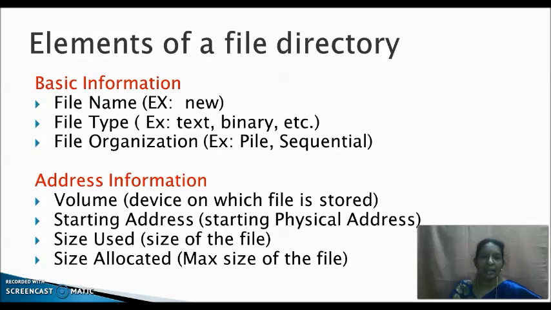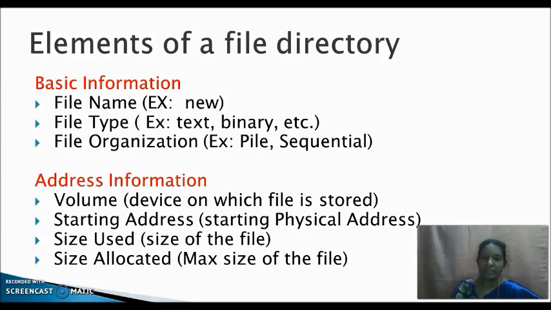Now let's see the elements of a file directory. Basic information. It consists of file name, file type, and file organization. File name, for example, new, test, class 1, class 2. File type, for example, text, binary, image, audio, video, etc. File organization, for example, sequential, index, etc.